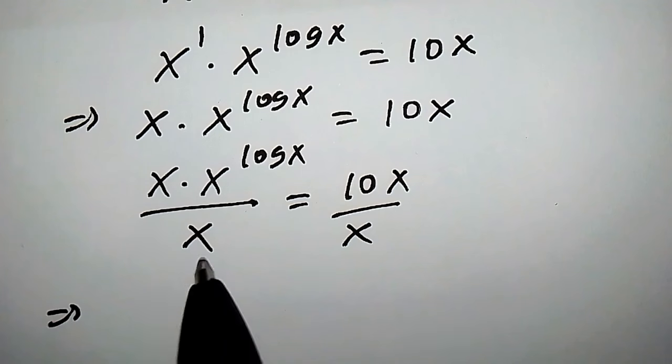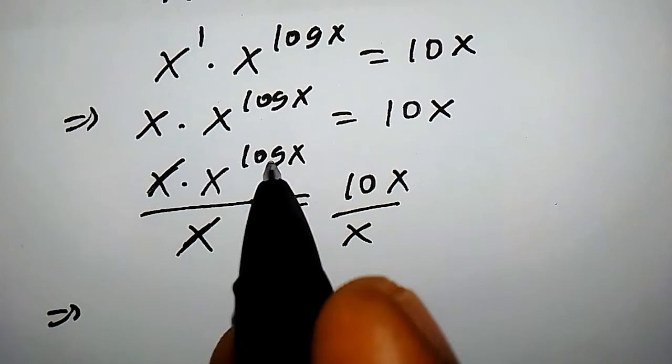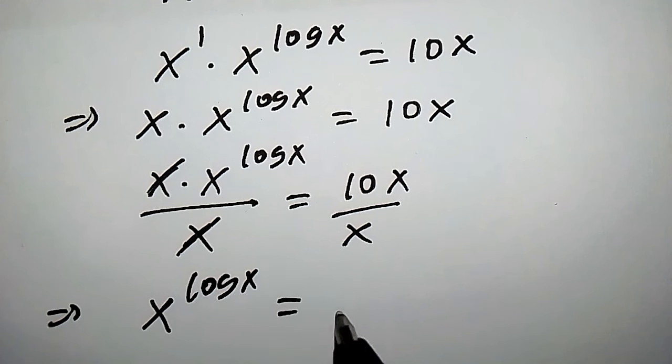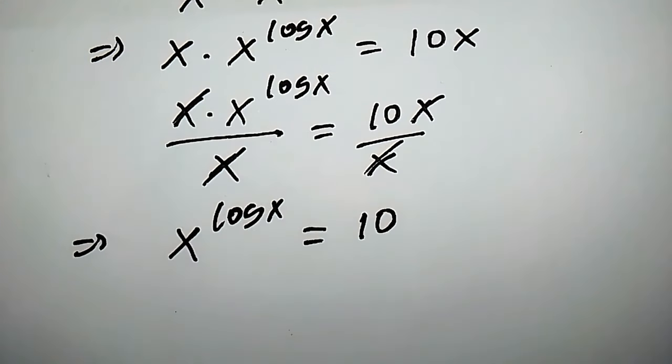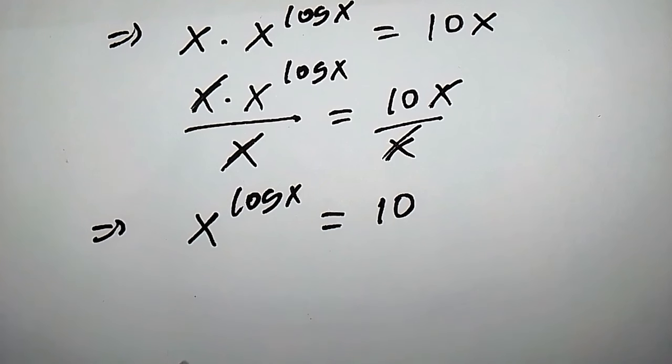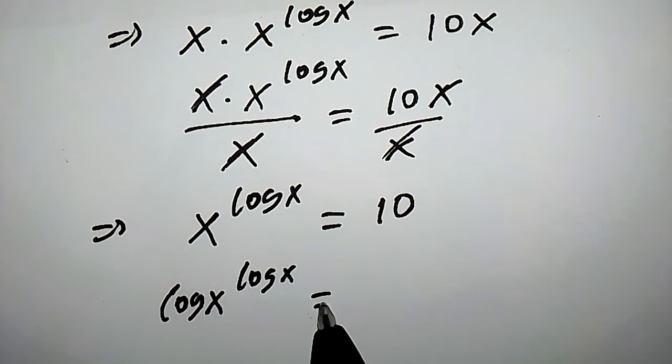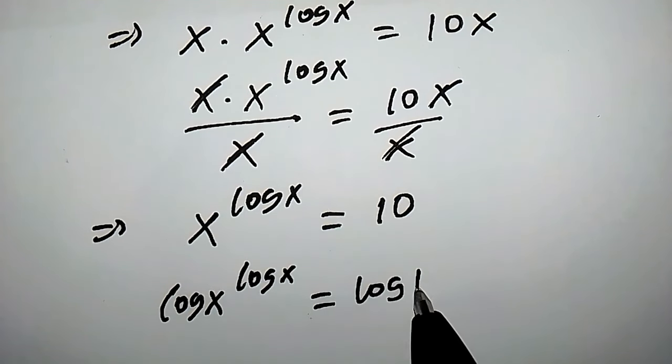This means that this x takes care of this x. We are left with x raised to log x equal to, x also cancels x here, we have 10. The next thing we are going to do is to take log of both sides. So that will be log of x raised to log x equal to log 10.